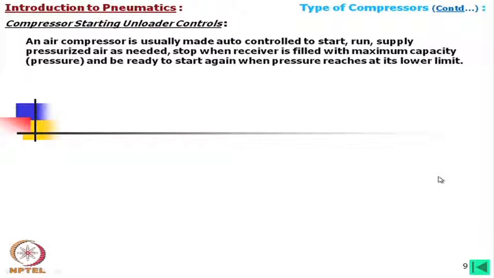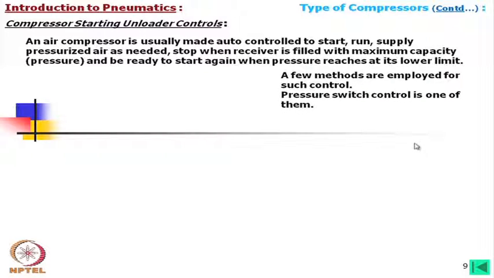Now, an air compressor is usually made auto control to start, run, supply pressurized air as needed and stop when the receiver is filled with maximum capacity, that is pressure, and be ready to start again when the pressure reaches its lower limit. A few methods are employed for such control. Pressure switch control is one of them.